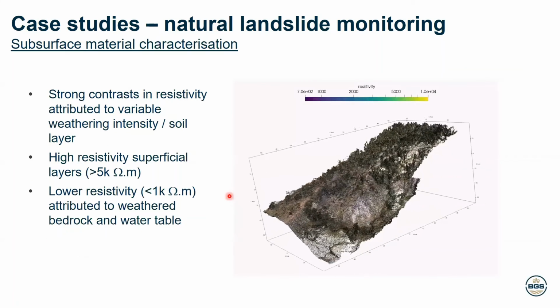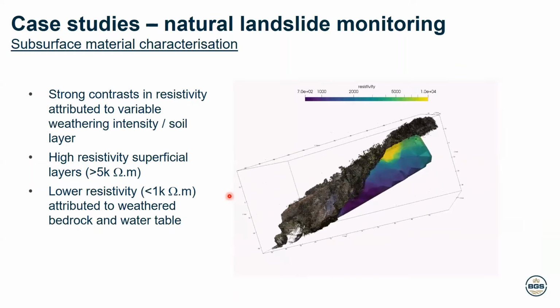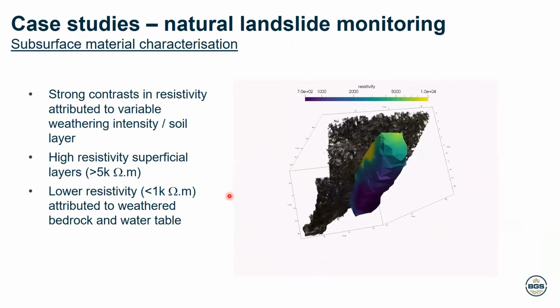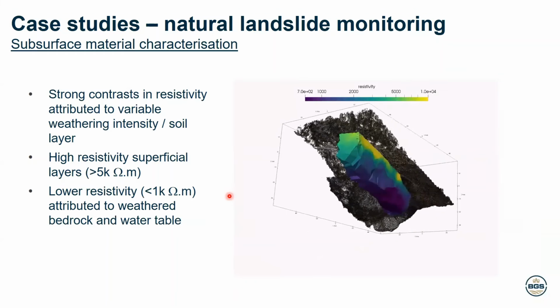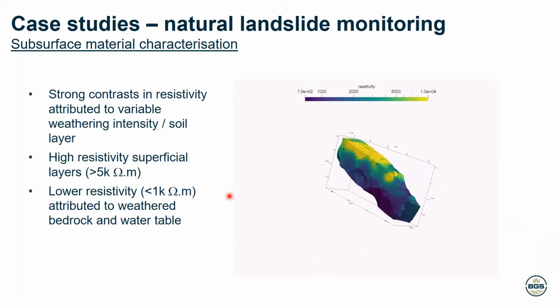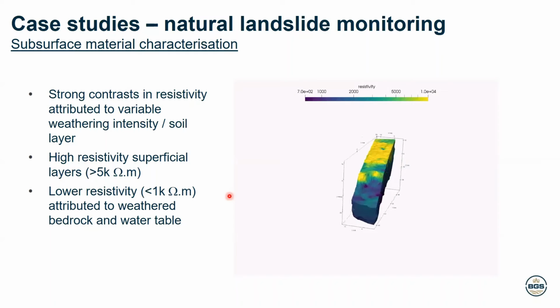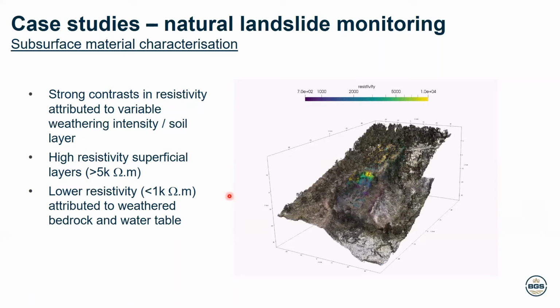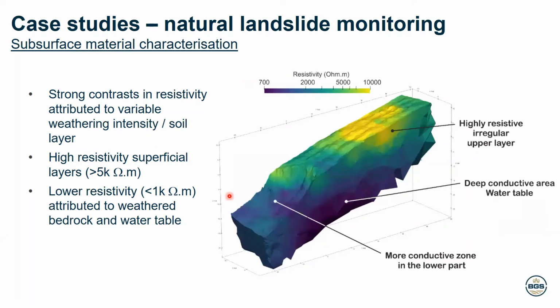So in this case, same kind of animation here, just a different color scale. Here showing the resistivity distribution within the slope. And we can see that in this case, we can interpret the contrast in resistivity linked to the weathering intensity, because we are in a tropical region. So the soil is intensively weathered. And then we've got changes in resistivity as we go into deeper areas of the subsurface.